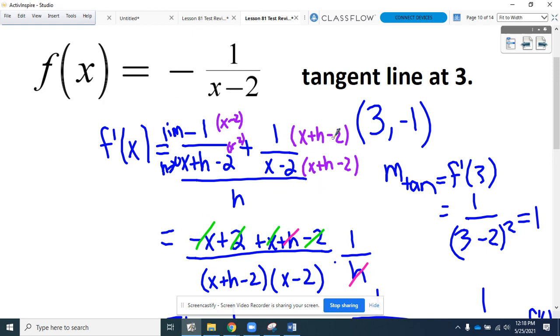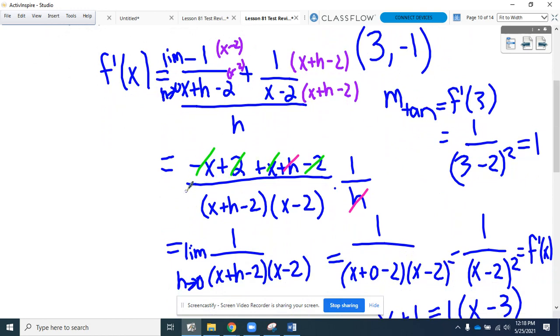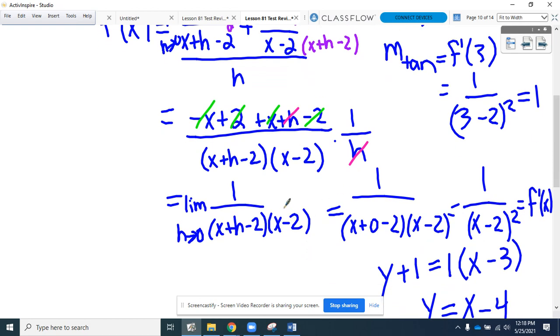So I trade the denominators. I see what happens. I have a negative x and an x cancel, a 2 and a negative 2 cancel. I took my divided by h and I put multiplied by 1 over h, and those h's can cancel. So what do I have now? I have this fraction, and I want to take the limit as h goes to 0. So I plug 0 in for h. I end up getting 1 over x minus 2 squared.